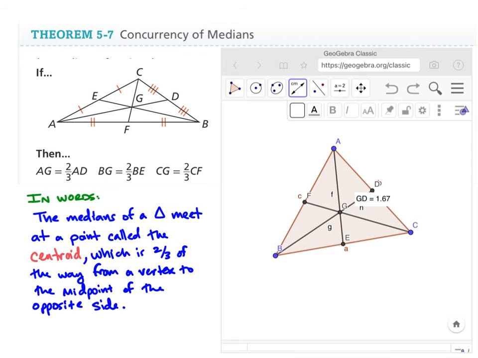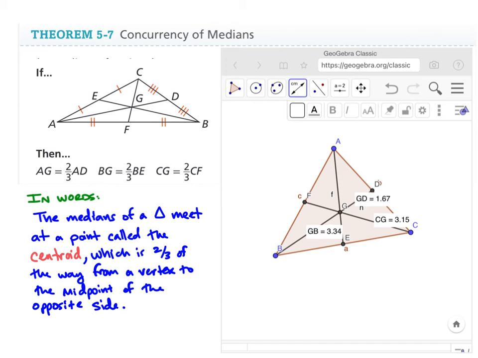I'm going to measure the distance from B to G. B to G. And I can see it's 3.34, which is in fact 2 times 1.67. Now we can look at this another way. Let's look at the distance from C to G. So from C to G, it says it's 3.15.